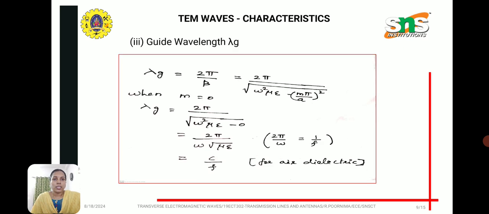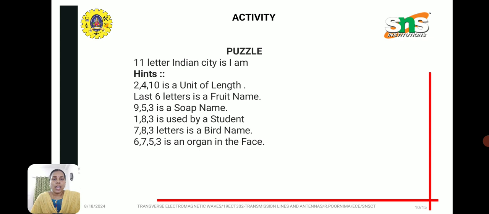Next characteristic is the guide wavelength, lambda g. The wavelength is given by 2 pi by beta. By substituting the beta value and m equal to 0, we get 2 pi by square root of omega mu epsilon, where 2 pi by omega is the reciprocal of frequency. So we get lambda equal to c by f. For an air dielectric, this equation can be used. This is an activity.